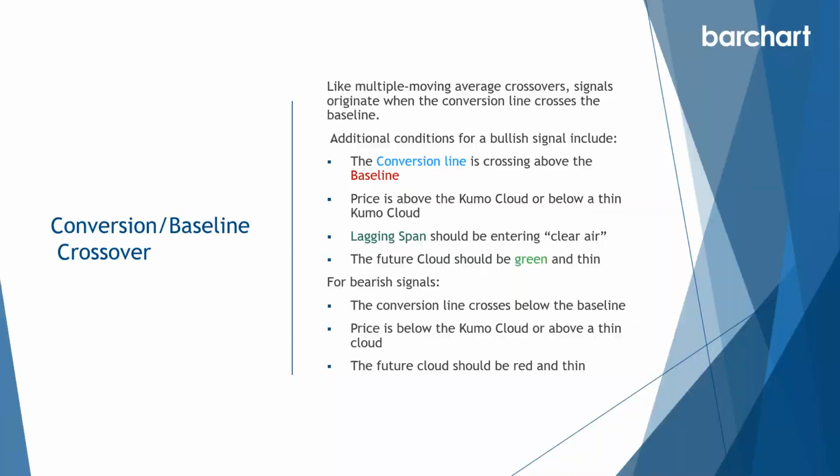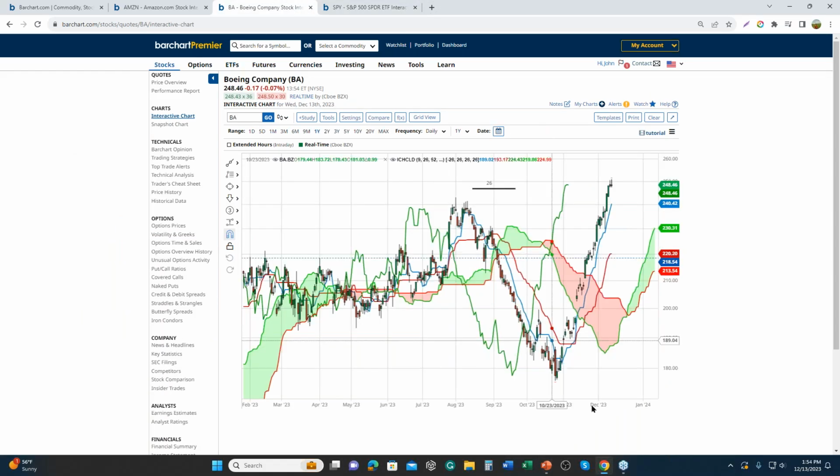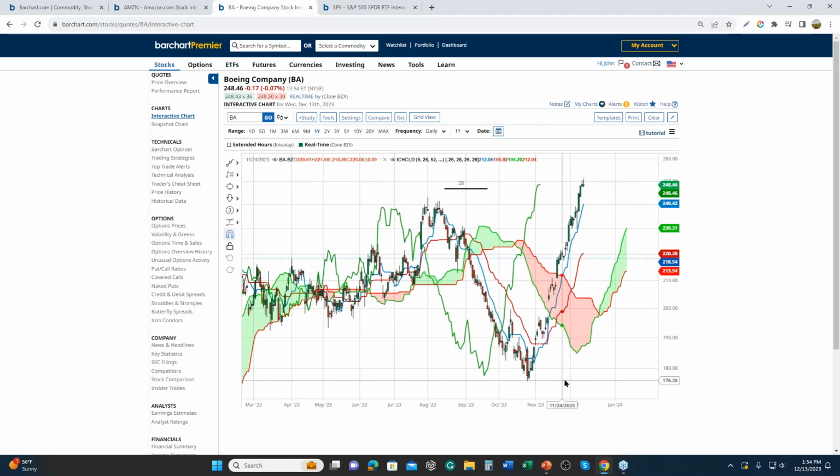Okay, so let's go back to Boeing. And again, here we can see that blue line crosses the red line. That would be the beginning of that bullish condition, right? But we still have to get through this thick cloud, so that would not be ideal. But if you wanted to take this trade, what you could do on a risk management aspect is I would set a realistic target on the outer edge of this pink cloud.